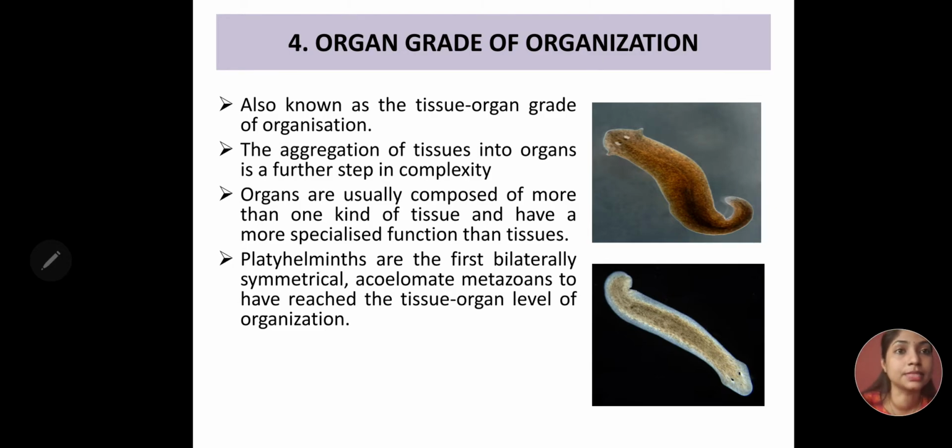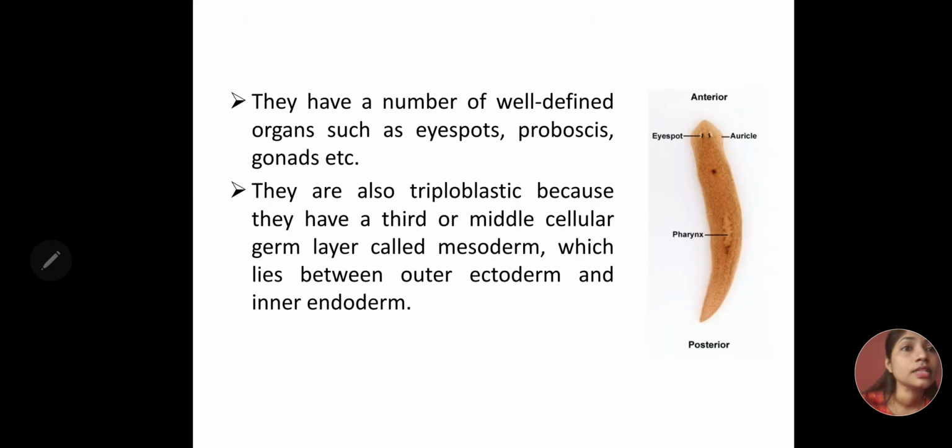So from Platyhelminthes, you can see the organ grade of organization. Here in the image, you can see Planaria, which is an example for Platyhelminthes, which shows organ grade of organization. They have a number of well-defined organs such as eye spots. Here in the image you can see the eye spots, which are organs. So therefore they are an example for organ grade of organization. You also find proboscis and gonads.